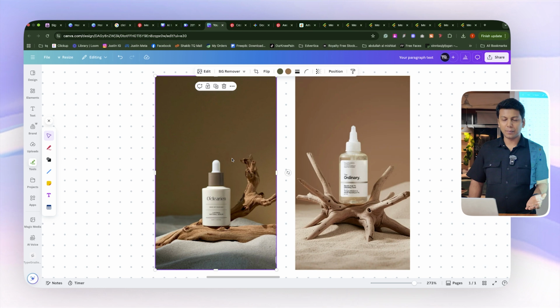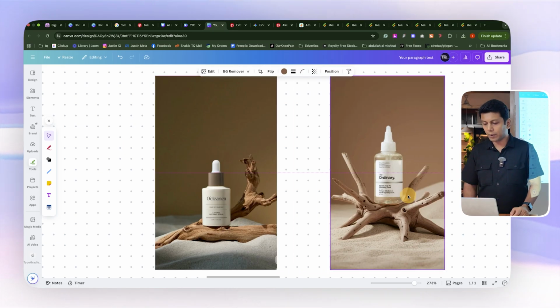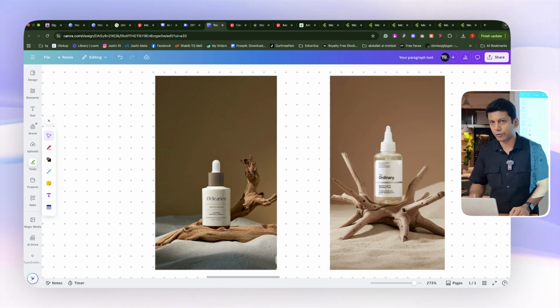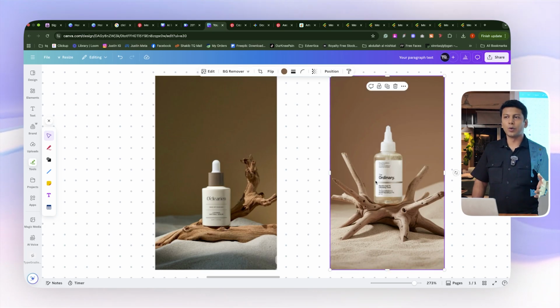So I'm reverting back a bit. This was on the left side, this was our reference image. On the right side, this is the image that we generated using our product. For example, you want to create a promotional offer. In that case, this image alone might not be sufficient. But don't worry, you don't need to go to any complex image editing software or tool.